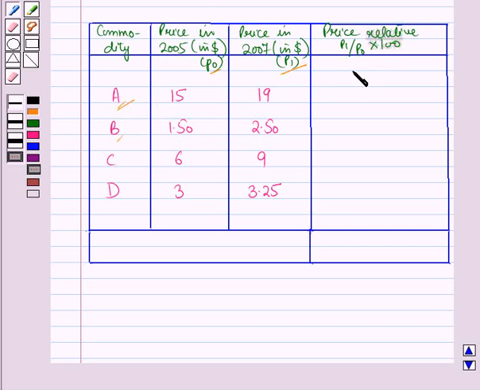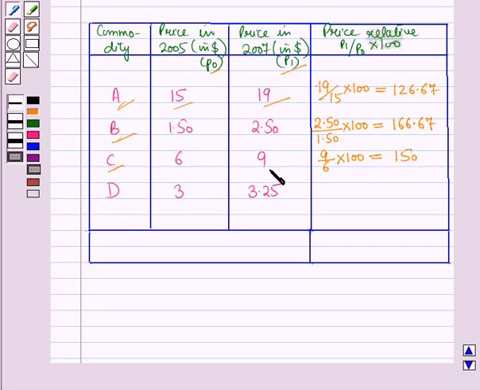Now for the commodity A, the price relative is P1, that is 19, over P0, that is 15, into 100, which is equal to 126.67. For the commodity B, the price relative is 2.50 over 1.50 into 100, which is equal to 166.67. For the commodity C, the price relative is 9 upon 6 into 100, which is equal to 150. And for the commodity D, the price relative is 3.25 over 3 into 100, which is equal to 108.33. Now on adding all the values of the price relatives, we get summation of P1 over P0 into 100 the whole equal to 551.67.